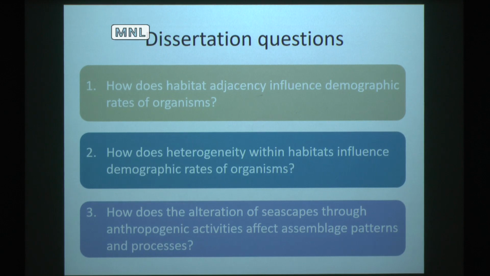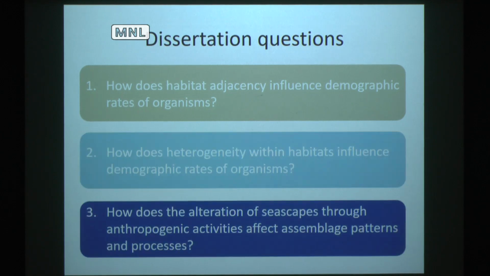So in the first two chapters, we talked about how one adjacent habitat may influence ecological and demographic rates in another. And we also looked at how variation within habitats can affect demographic rates. Now we're going to talk about, in this last chapter, how anthropogenic effects can alter seascapes and influence associated assemblages and processes.